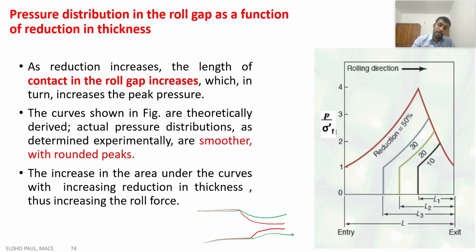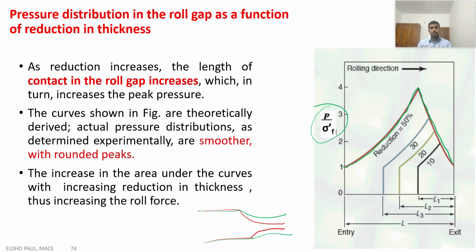Here also we use the dimensionless value P by sigma dash F to avoid the influence of the material in this distribution. That is why we divide with the sigma dash F. If we divide with this sigma dash F, we can avoid the influence of the material on the pressure distribution. Here the only factor which affects the pressure distribution is the percentage of reduction. Here we can see in this red color, one is the distribution of pressure when the reduction is 50%.